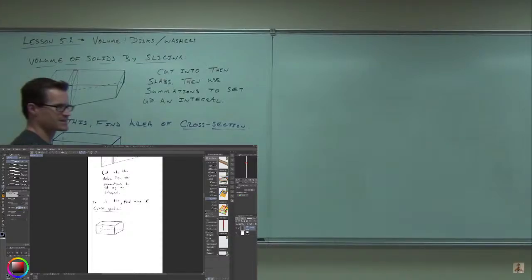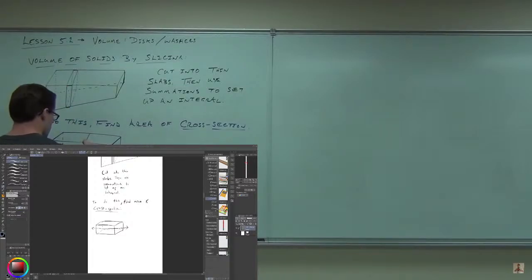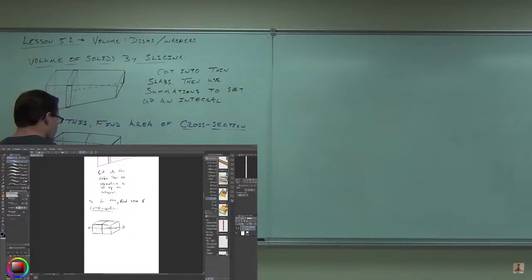like that, like maybe the x-axis. If we wanted to find the cross-section, well, what we would have to do is take a slab, or take a slice to find the area, and we'd slice it like this. Oops, that's way off. There we go. We do some sort of a slice.